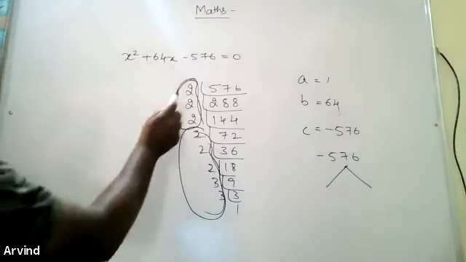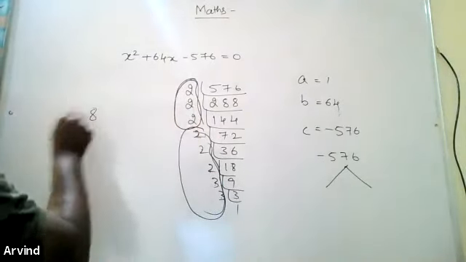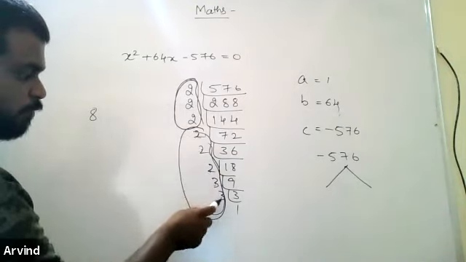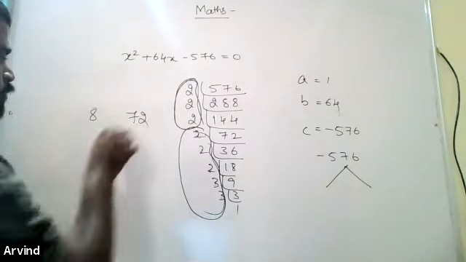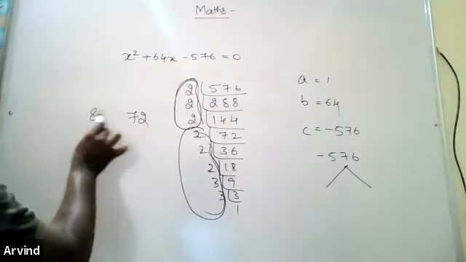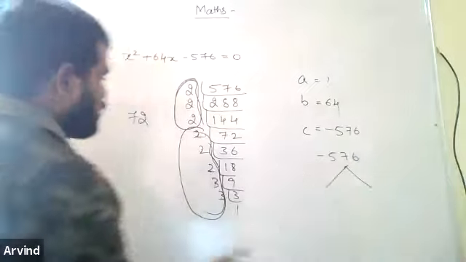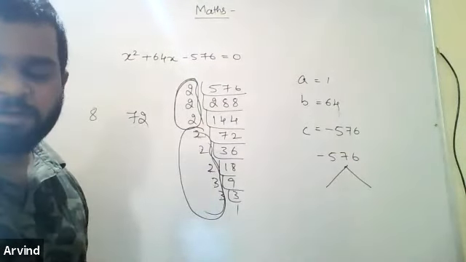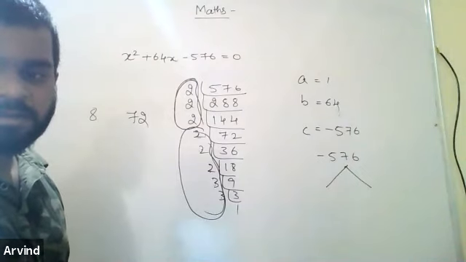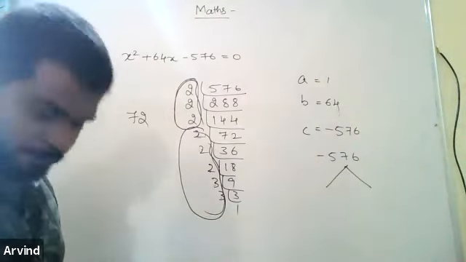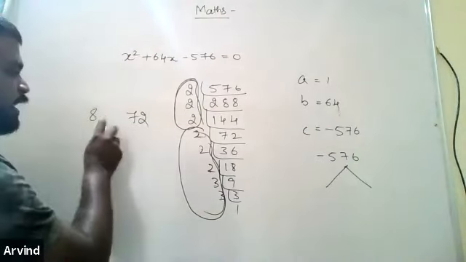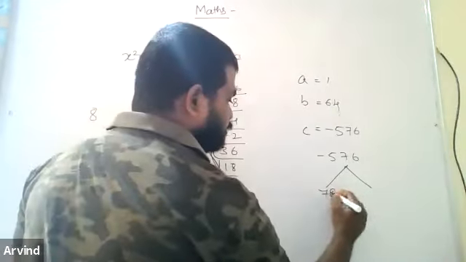ಓಕೆನಾ? ಏನ್ ಬರುತ್ತೆ? 2 2s are 4, 4 2s are 8, 8 3s are 24, 24 3s are 72. ಕರೆಕ್ಟಾ? ಇವಾಗ ಇವೆರಡನ್ನು ಮಲ್ಟಿಪ್ಲೈ ಮಾಡಿದ್ರೆ 100% ಇದು ಬರುತ್ತೆ. ಸಬ್ಟ್ರಾಕ್ಟ್ ಮಾಡಿದ್ರೆ 64 ಬರುತ್ತಾ? Will you get 64? Yes or no? Yes sir, yes, we get it. Therefore, these are the correct numbers, 72 and 8.